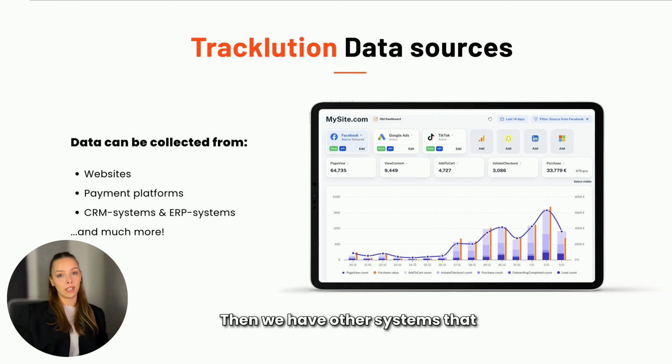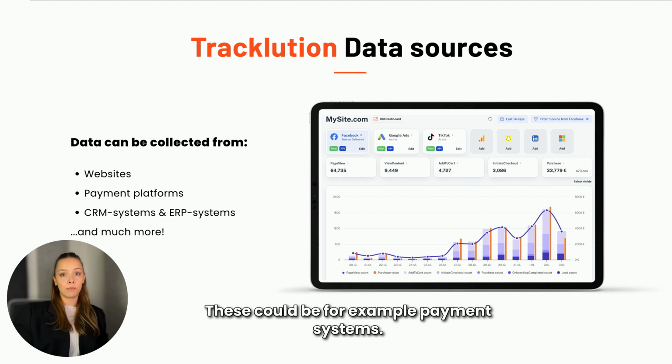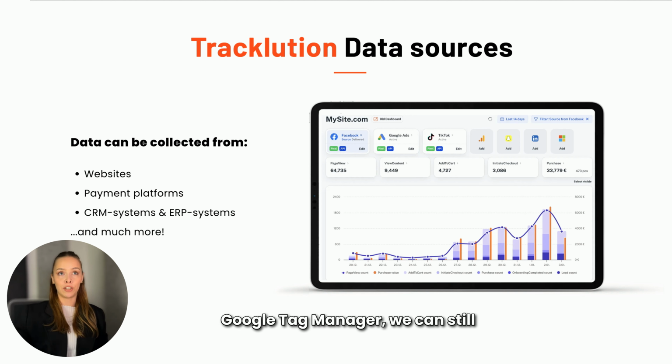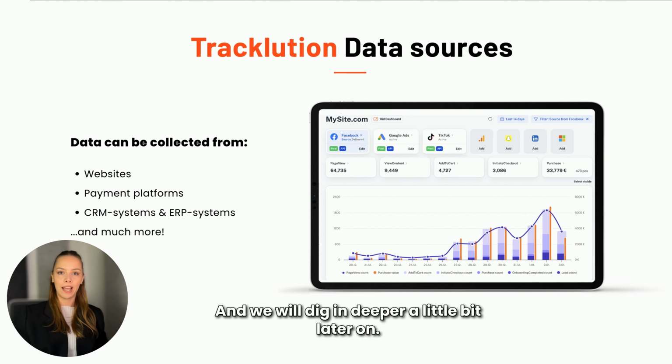Then we have other systems that can be integrated to Tracklution. These could be, for example, payment systems. If you collect customer data on your payment system, but you're not able to track it with, for example, Google Tag Manager, we can still bring that data to Tracklution. It happens with webhooks. That's a very easy process. You don't have to worry about that, and we will dig in deeper a little bit later on.